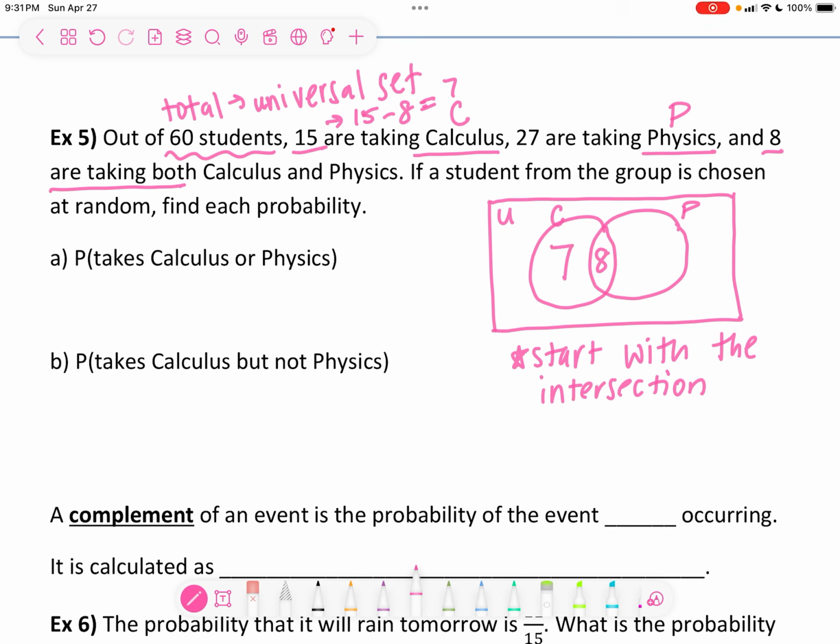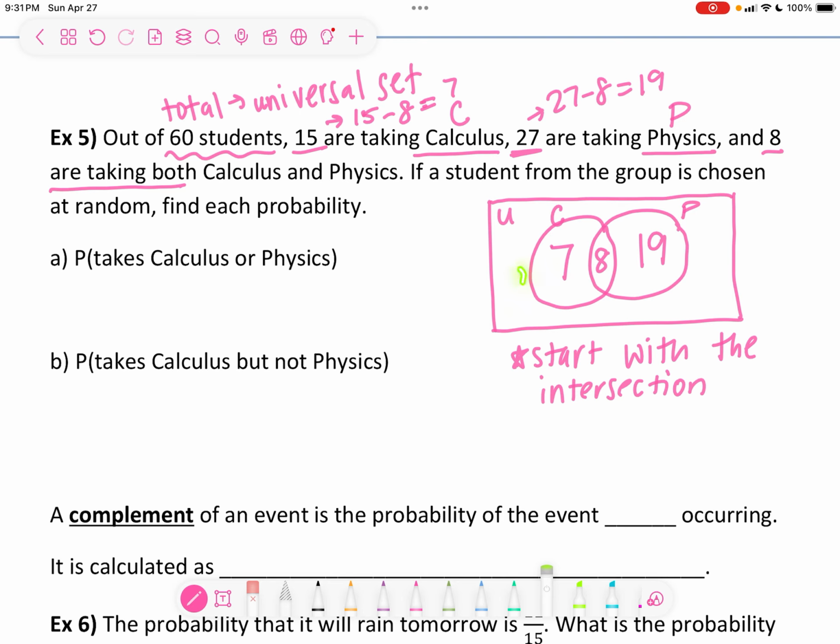Okay? We'll do the same thing with physics. So right now, we know that there's 27 total people taking physics, but we have 8 of them accounted for. So we're going to do 27 minus the 8, and that's going to leave us with 19. So there's 19 people taking physics who aren't in the calculus circle, right? Who aren't also taking calculus.